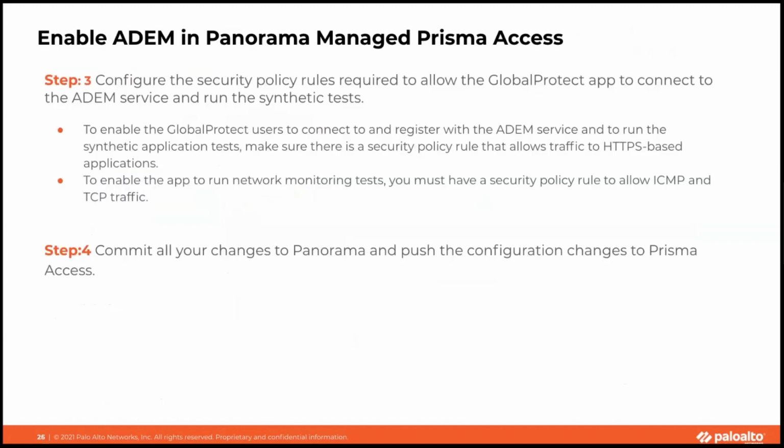And the last part is security policy. Make sure that you have the security policy rules required to allow the GP app to connect to the ADEM services and run a synthetic test. To enable the app to run the network monitoring test, you must have a security policy rule to allow ICMP and TCP traffic, and also HTTPS-based applications. And if you plan to run a synthetic test that uses HTTP, you must also have a security policy rule to allow the GP users to access the application server on HTTP as well.